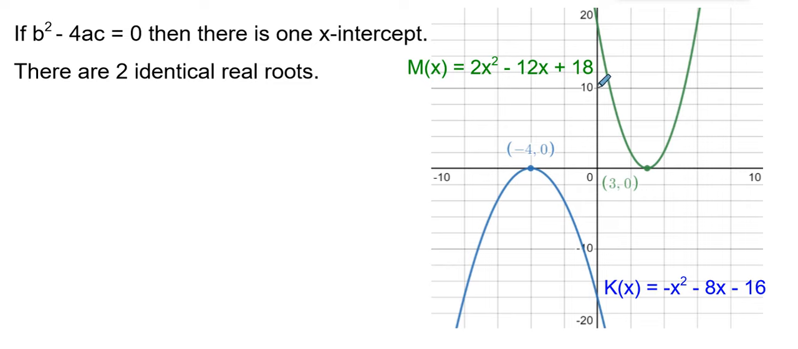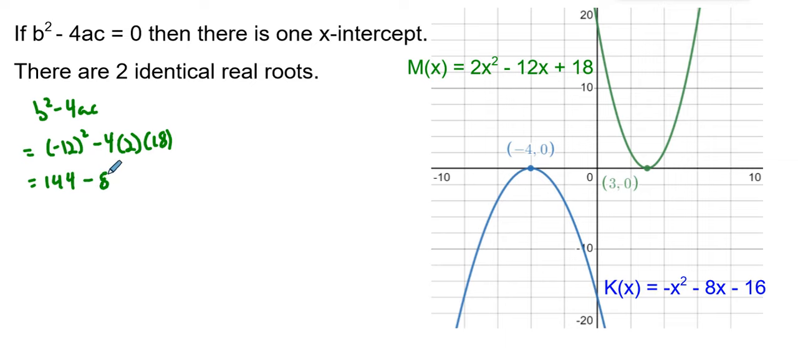And so let's look at this first one, the m at x function. And so we have our discriminant, and I'm subbing in. So the b is -12 squared minus 4a, and c is 18. Okay, so this will be positive 144 minus 8 times 18. All right, well, 8 times 10 is 80. 8 times 8 is 64. 80 plus 64 is 144. So no surprise, we get 0, and that's why we only have the one root that we have.